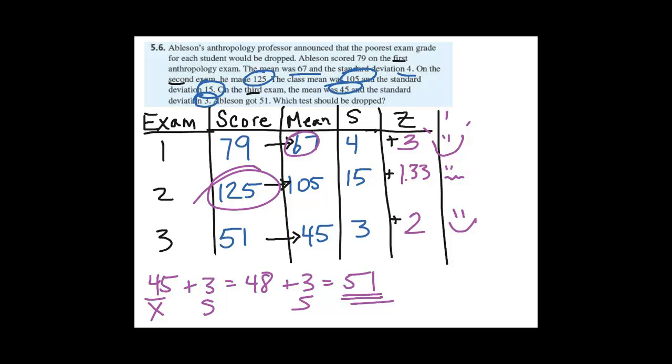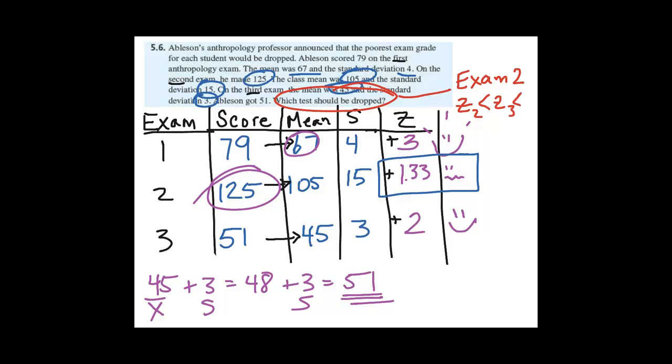So, even though Abelson outperformed his peers in all 3 exams, his lowest score was on exam 2. So, which test should be dropped? The answer is exam 2, because the z-score of exam 2 was less than that of exam 3 and less than that of exam 1.